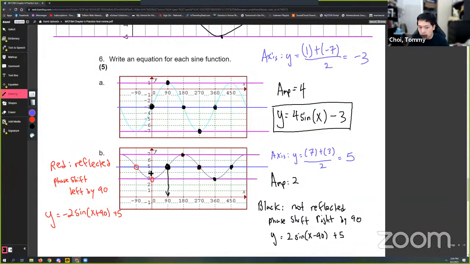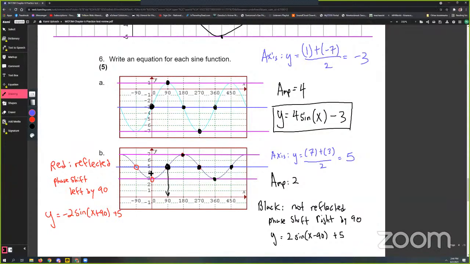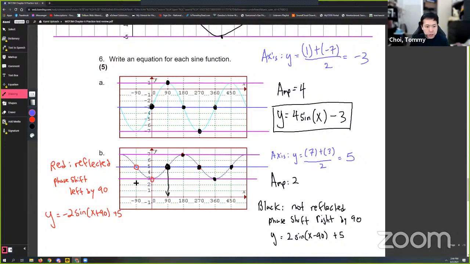Hopefully that answered your question there. Yeah, it did. Thank you. No problem. So there are two answers for this. Depending on if you chose the red point to start first or the black point to start, you might get slightly different answers, but both are correct. Okay?